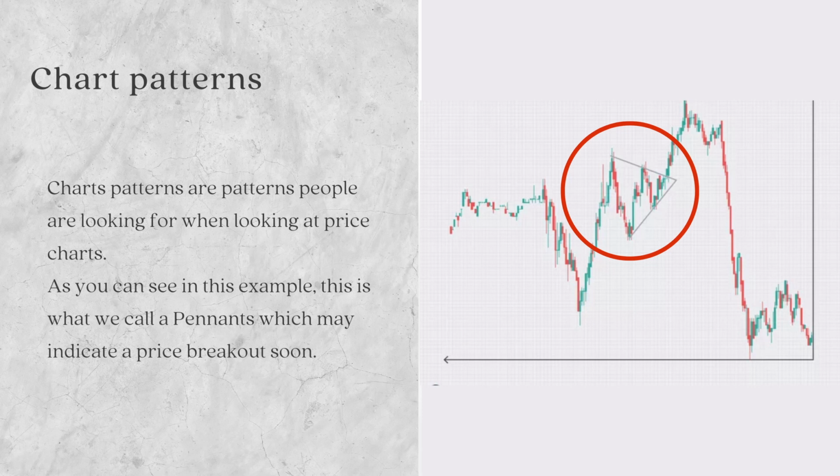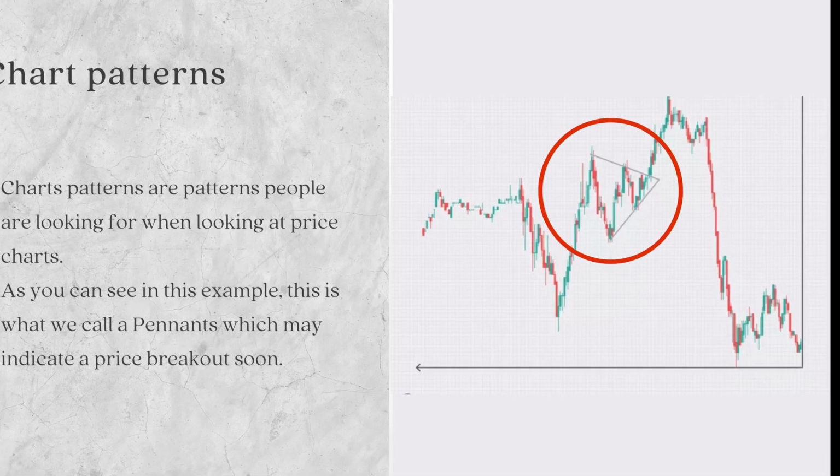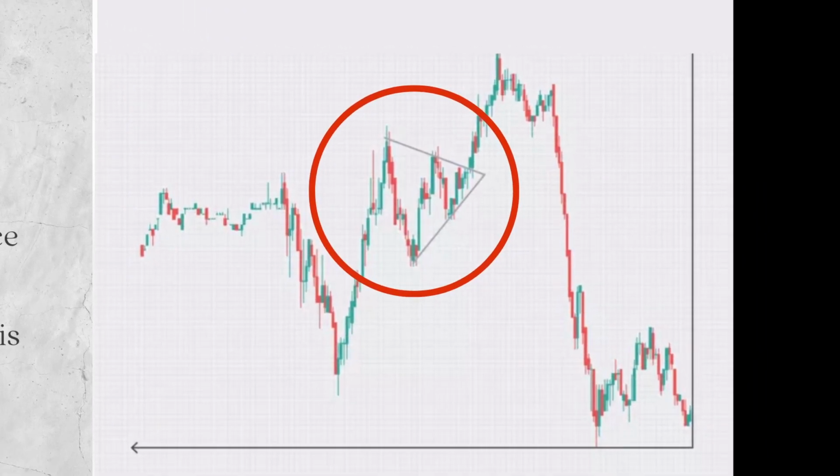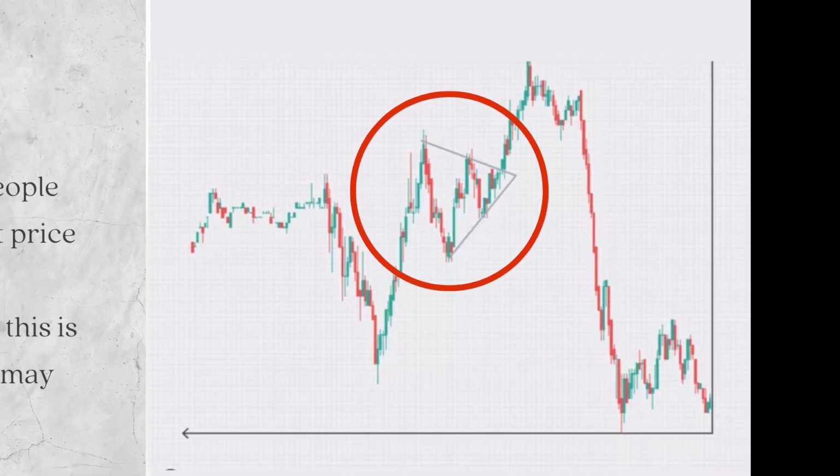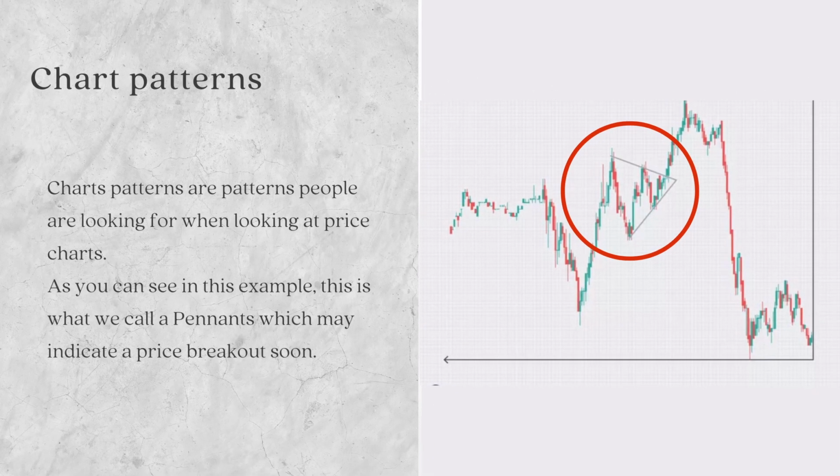Here is an example of a chart pattern. You can see in the red circle that we put two lines corresponding to the movement of the price. As you can see, the two lines get closer to each other. This is what we call a pennant, which may indicate a price breakout soon. Traders will often try to identify patterns to identify trends and try to follow the same direction. But as we will see, it's not that simple.